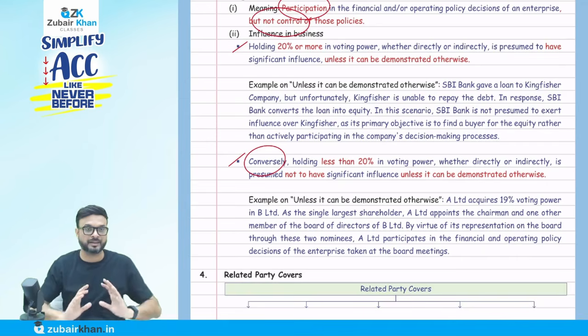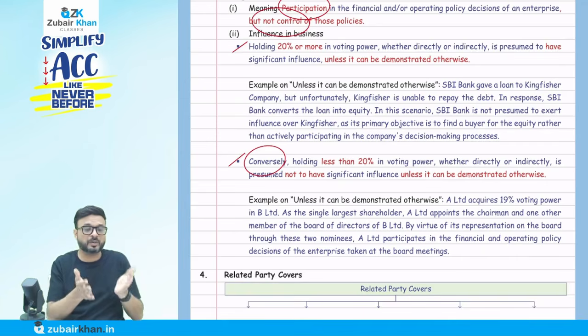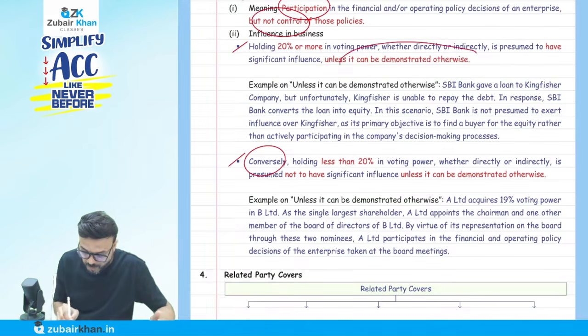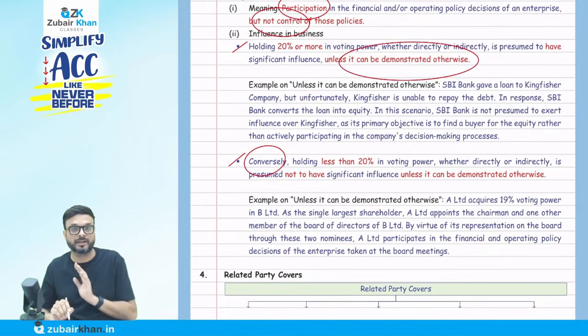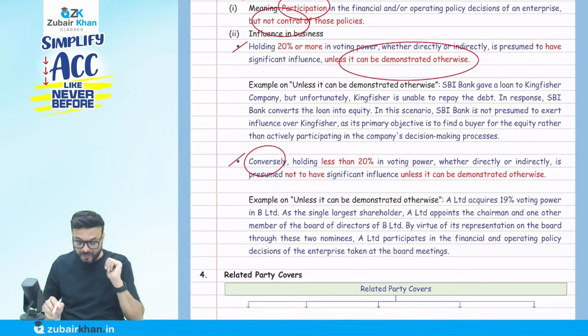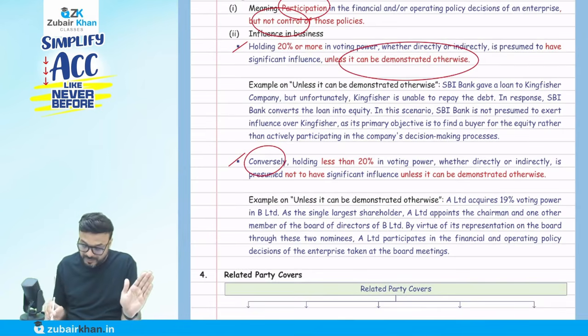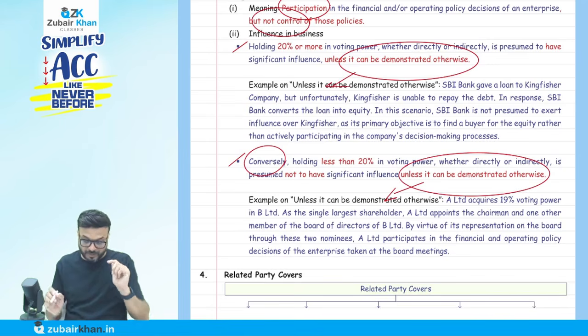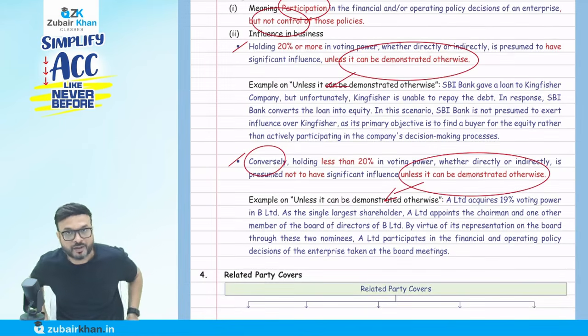So it might happen that I am holding less than 20%, still I have significant influence. The normal rule is that if you hold 20% or more, you have a significant influence, unless it can be demonstrated otherwise, for example the case of SBI and Vijay Mallya. If I hold less than 20%, we don't have a significant influence, unless it can be demonstrated otherwise. An example of that is the single largest shareholder.